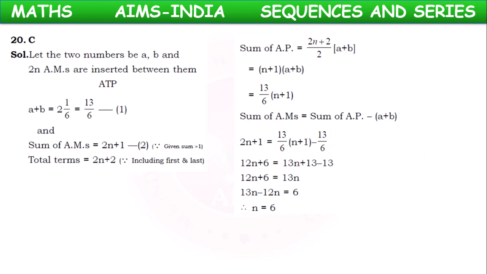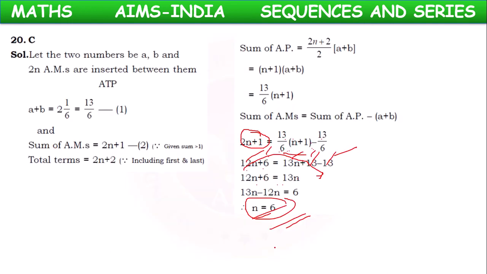Or we can do one thing: 6 will be common in the denominator. With 6 we can multiply the left hand side value. 6 into 2n is 12n, 6 into 1 is 6, 13 into n is 13n, 13 into 1 is 13, minus 13. Minus 13 plus 13 cancel. 12n plus 6 equals 13n. So this 12n comes to the left hand side: 13n minus 12n equals 6, or n equals 6.